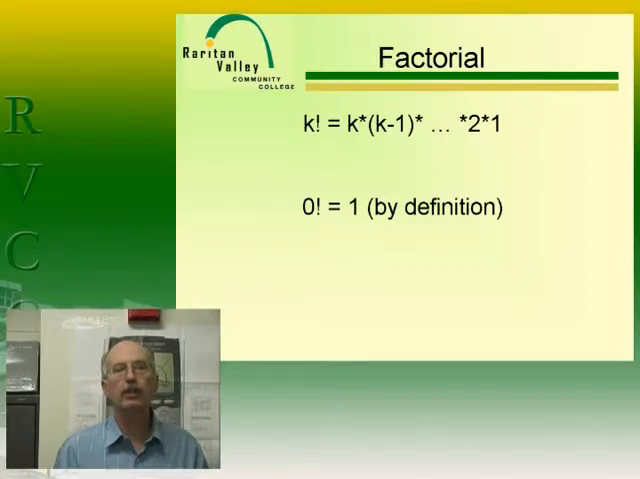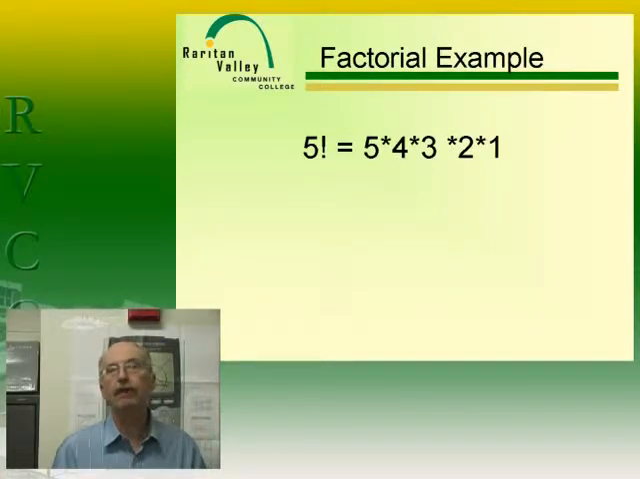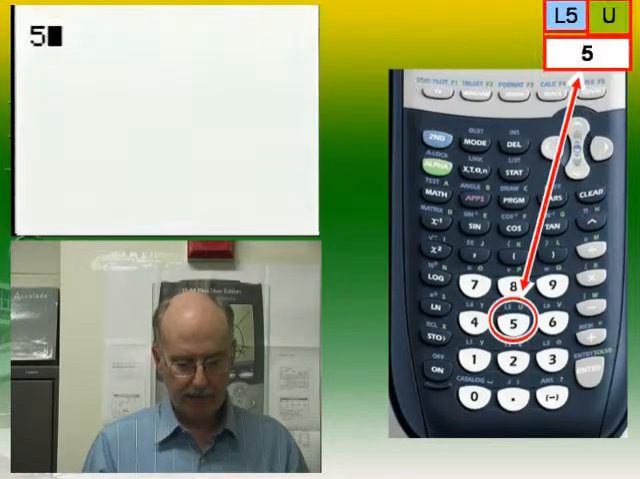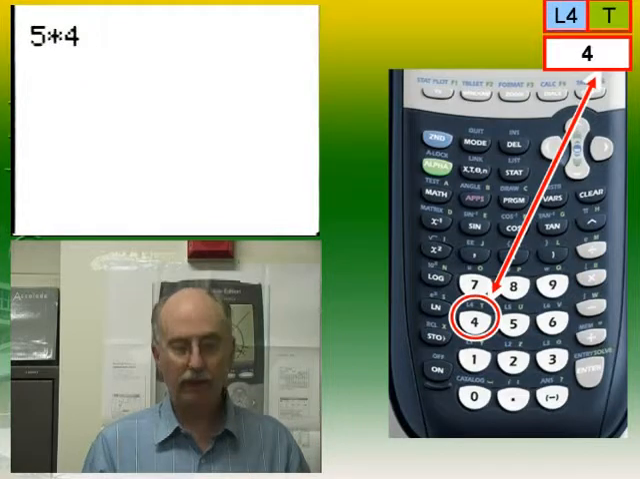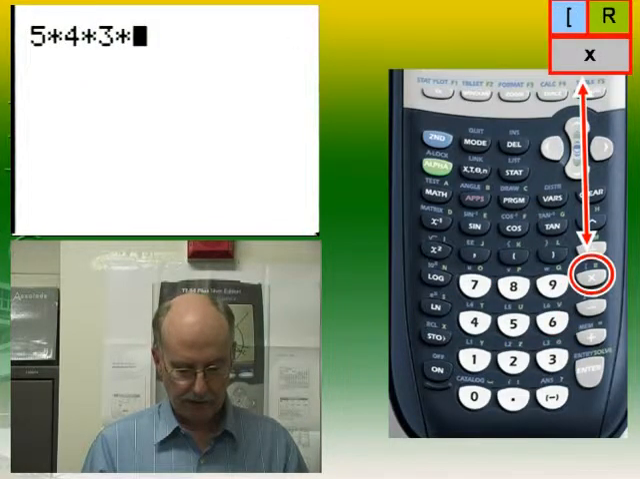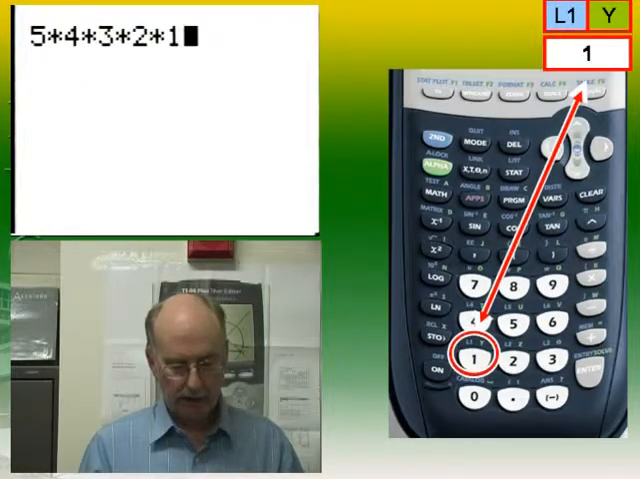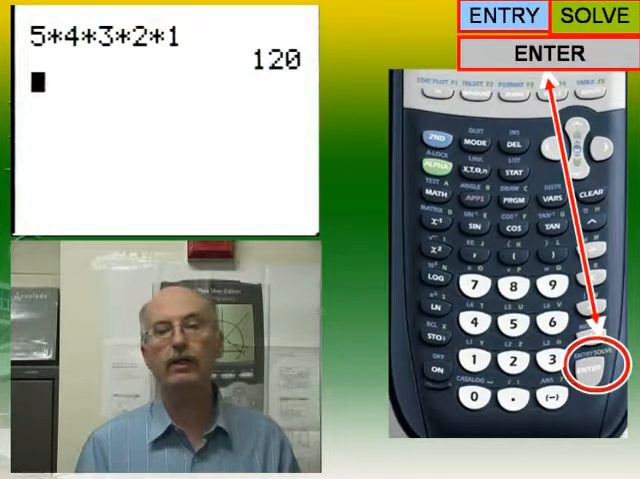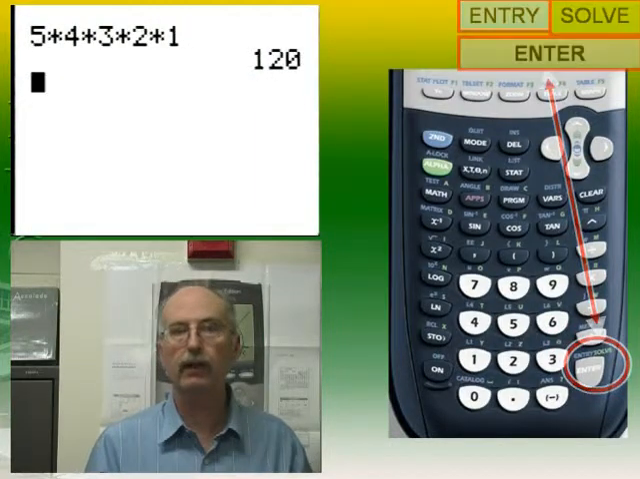Let's take a look at an example. Suppose we had 5 factorial. We could calculate 5 factorial by multiplying 5 times 4 times 3 times 2 times 1. Let's do that on our calculator. I'm going to clear the calculator, and we're going to hit 5 times 4 times 3 times 2 times 1 and hit enter, and we can see that 5 factorial is 120.